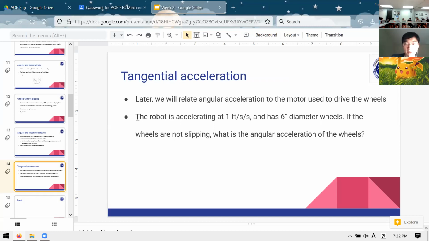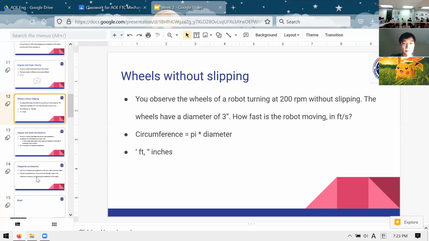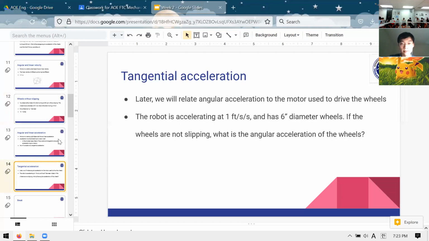This question might be a bit vague without a diagram, but suppose that you have a robot that's accelerating at 1 foot per second squared. Maybe it's rolling down a hill, so its speed is getting faster. And you know that the wheels of the robot are 6 inches in diameter. Then we also apply our no slip condition, where in the perfect world where the wheels don't slip, you can determine the angular acceleration of the wheels. And since we're considering the tangential acceleration, the logic here will be similar to that which we applied for the scenario with the angular velocity. Again, I'll give you a few minutes and then we'll take a break.